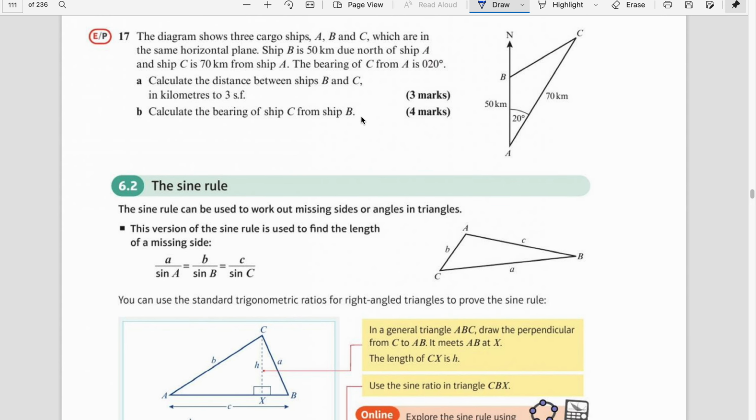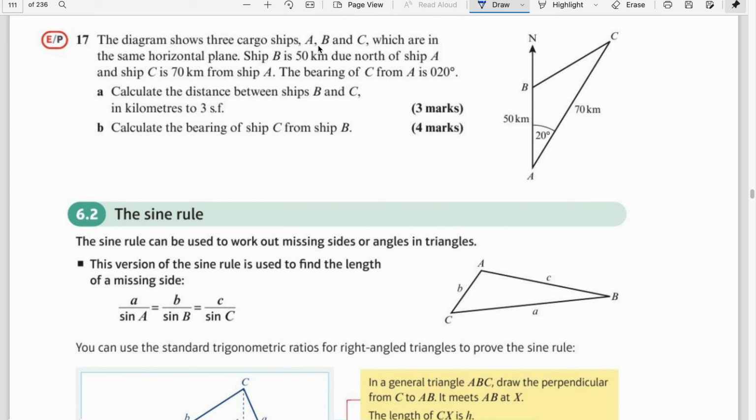Okay, this is it. Question number 17. The diagram shows three cargo ships A, B and C which are in the same horizontal plane. Ship B is 50 kilometers due north of ship A as given in the diagram, and ship C is 70 kilometers from ship A at a bearing of 20 degrees. Calculate the distance between B and C.